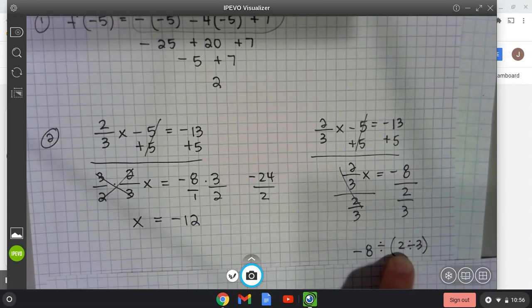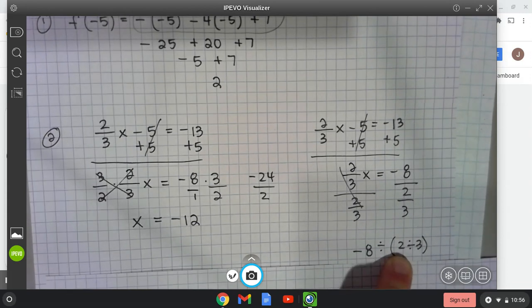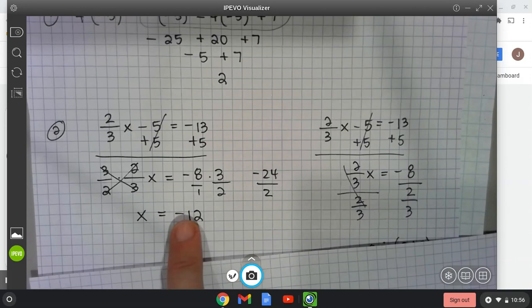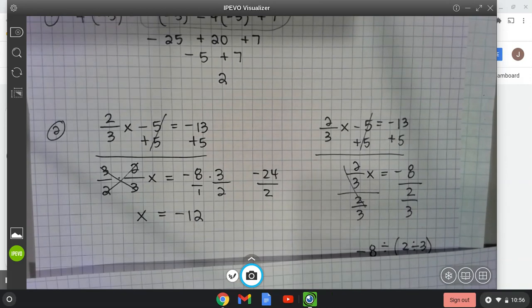And then make sure you put 2/3 in parentheses to keep the fraction together. Otherwise, your calculator will divide negative 8 by 2 first and then divide by 3, and we don't want that. All right, but at the end of the day, it's definitely a negative 12 as your answer.